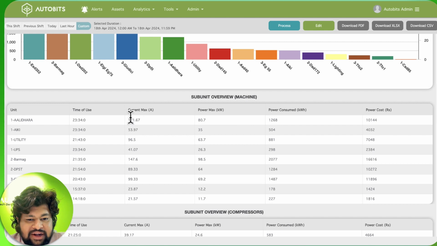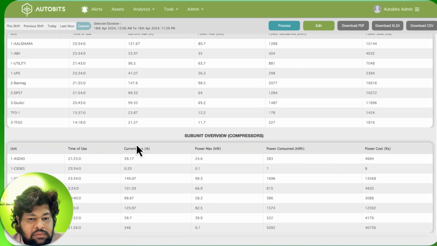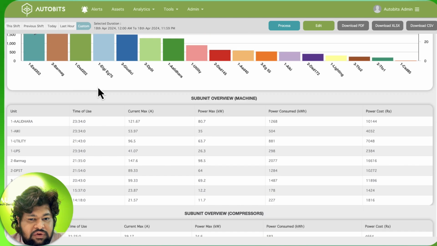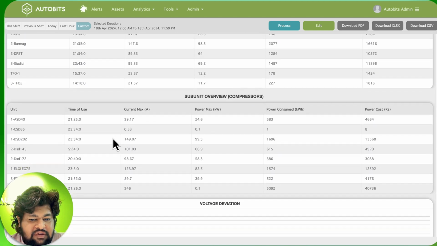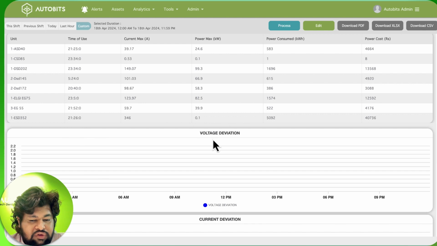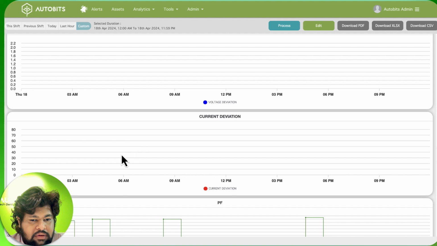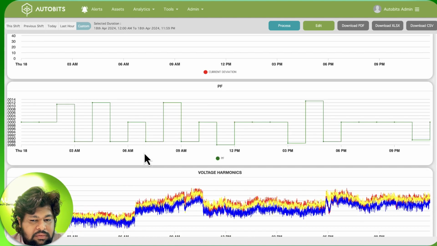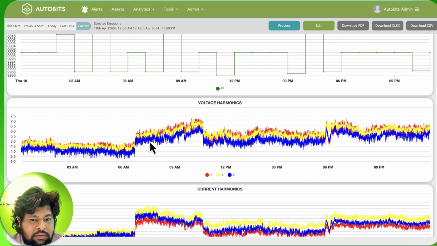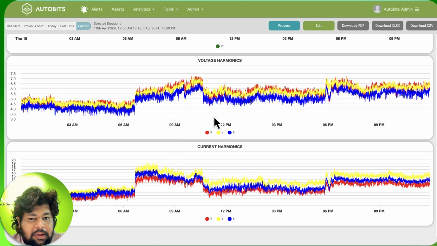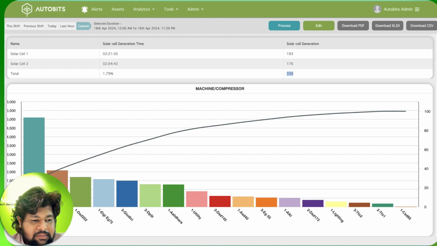Then we also have a table in which you are able to see the time of use for every energy meter, the maximum current, maximum power, the power consumed in kWh, and the effective cost of the power. Then this is for the machines, and this again we have for the compressors. Then we also have voltage deviation, and we see that there was no voltage deviation, which is good. Then current deviation also, power factor, voltage harmonics, current harmonics. Mind you that these reports can also be customized to your needs.